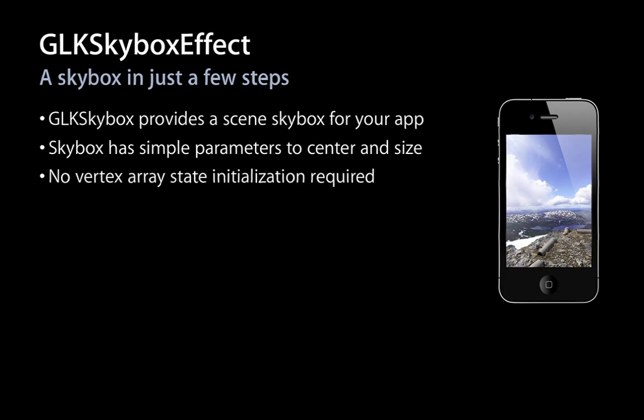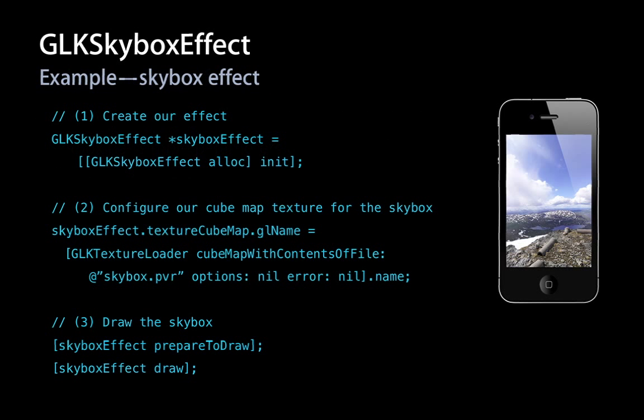Skybox effect is a little different. It provides a scene skybox for your application. You can think of it as a 360-degree background image. And it has very few parameters. You can center it, change the center of your skybox, or resize it. Since it's a skybox, there's no actual vertex array state initialization. There's no requirement for that. There's a code example for that.